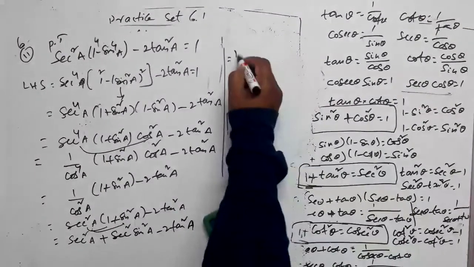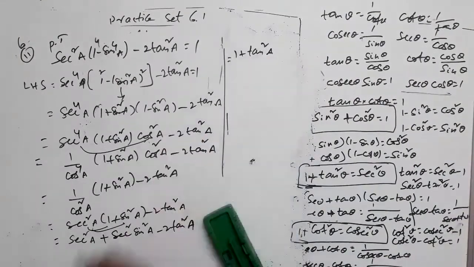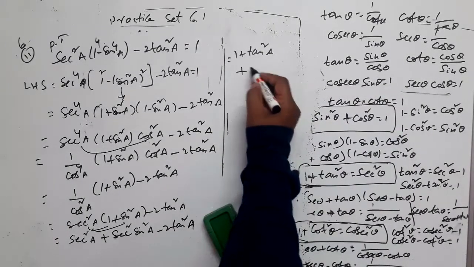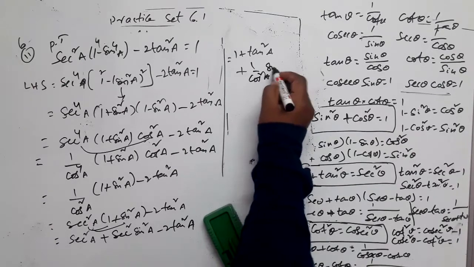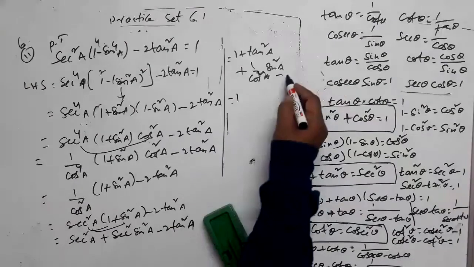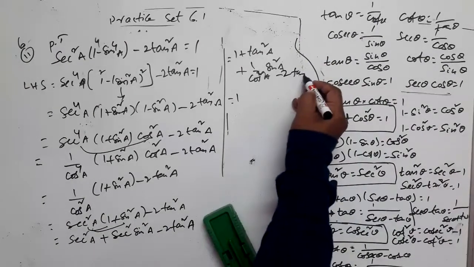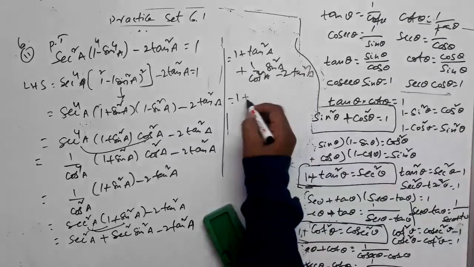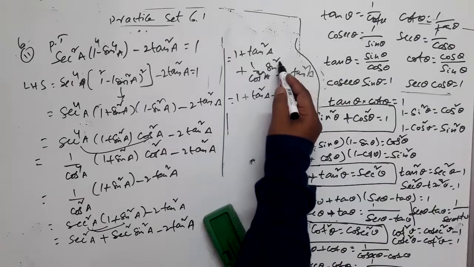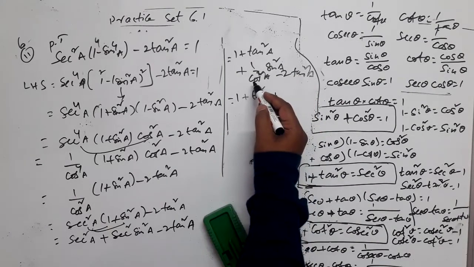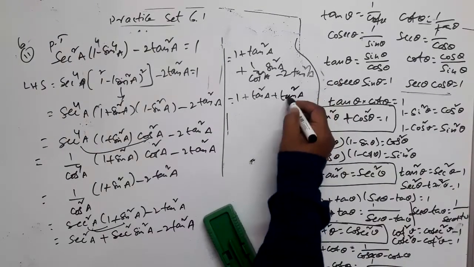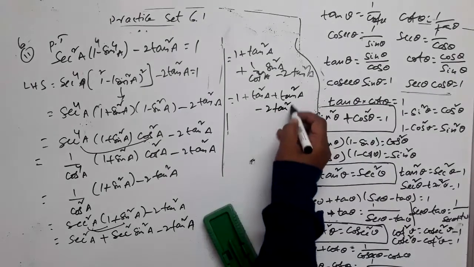So in the place of secant square A, I am writing 1 plus tan square A plus this one, secant square A multiplied by sine square A. That is 1 by cos square A multiplied by sine square A. Is it not? Because secant is 1 by cos. So this is minus, of course, 2 tan square A is remaining. So this is 1 plus tan square A plus 1 by cos square into sine square. But sine by cos is tan. So sine square by cos square is tan A whole square. That is tan square A. Of course, minus 2 tan square A is there.